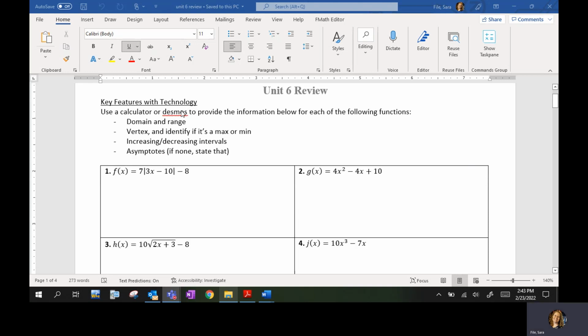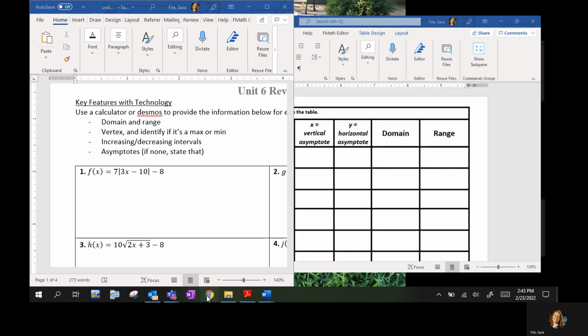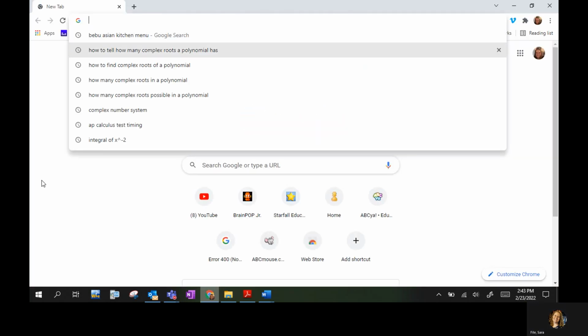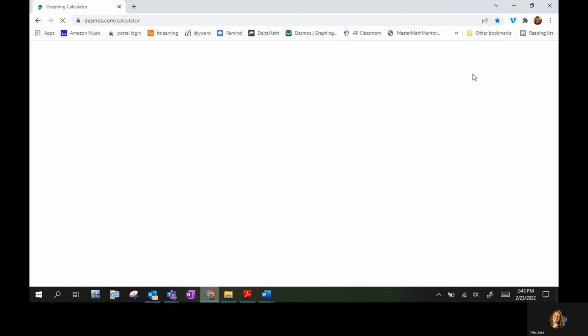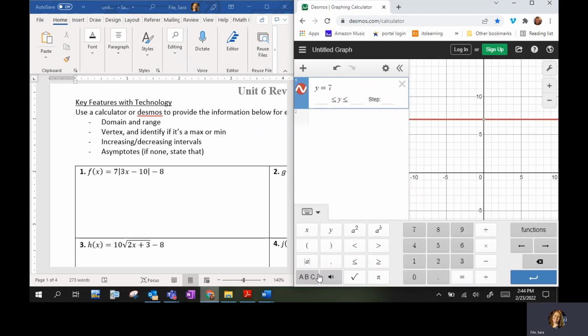This is finding key features with technology. So we're going to be using Desmos. So what you should be doing is inputting, let me split my screen here for you, the equation into Desmos. Okay, so for number 1, that is y equals 7 times the absolute value of 3x minus 10, and then minus 8 outside. And you need to know where things are on the keyboard.